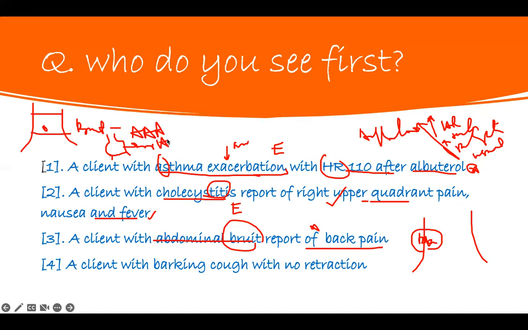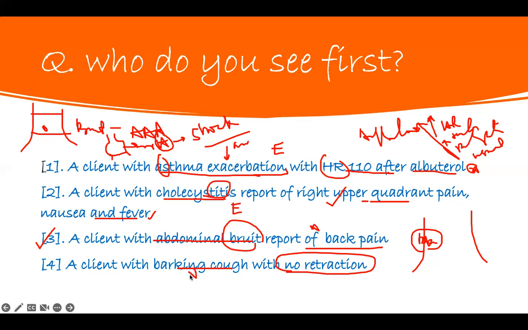And that is the H on this thing, the B sharp or the S. So they will go into shock. So shock, shock. So this is my priority. So the S is the shock. A client with backing cough with no retraction.